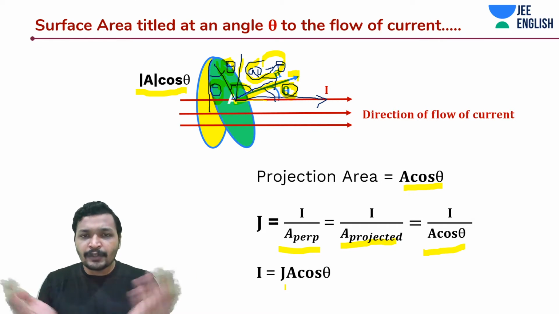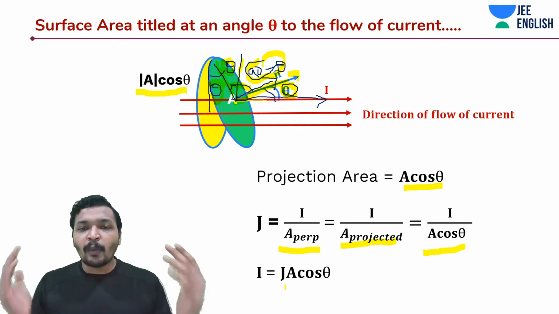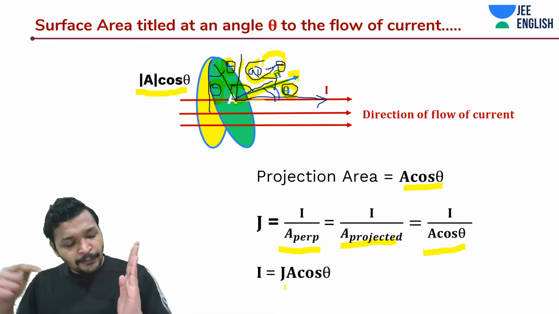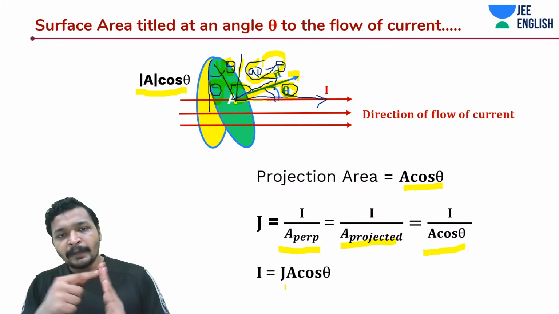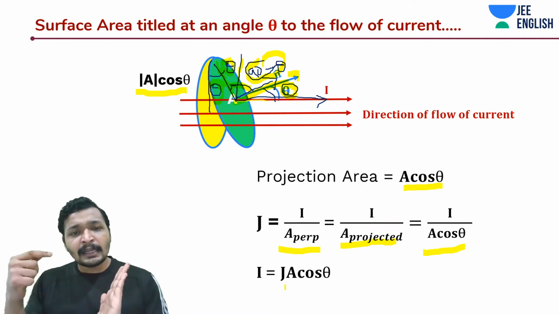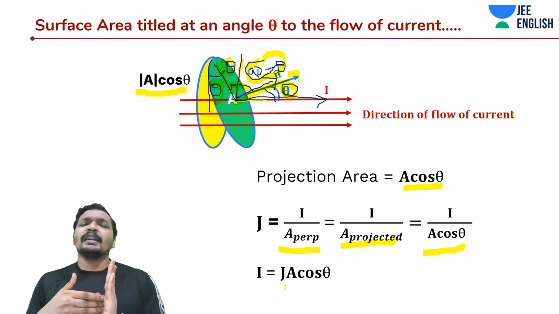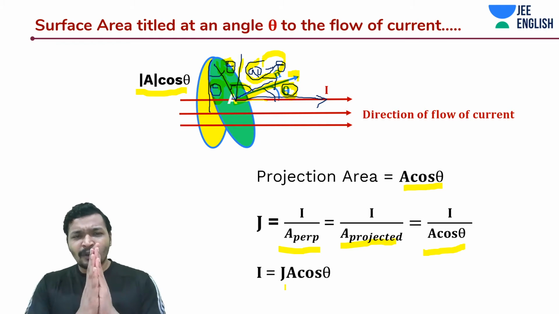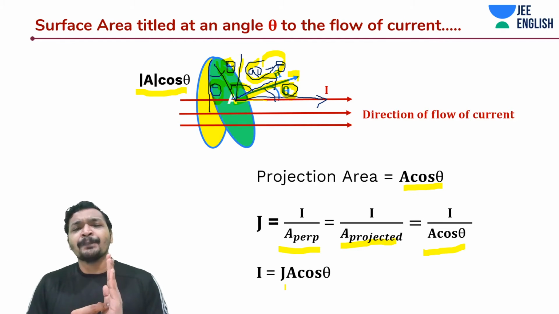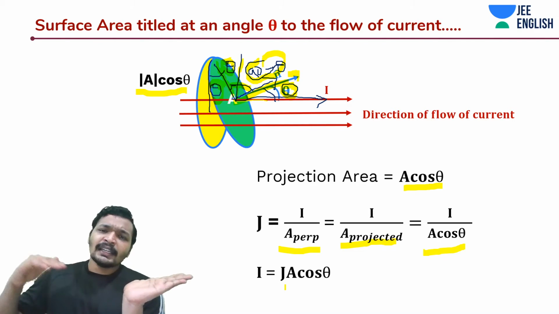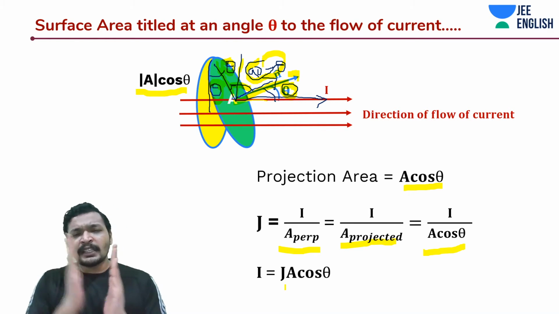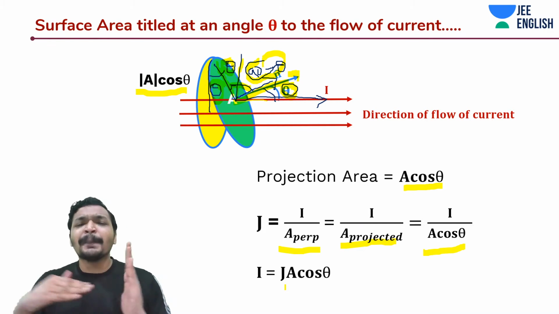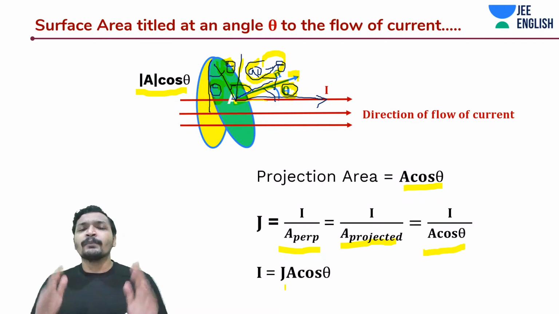Sometimes people do get confused around this projected area concept. But why is it so? Because if current is flowing perpendicular, it makes sense. But if it is tilted at some angle, still it is only flowing perpendicular, right? Still it is only hitting that projected area, the area perpendicular to the current. It is not taking care of the area that is parallel to the current. It is only concerned about the area that is perpendicular to the current.